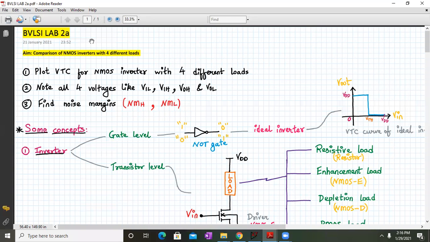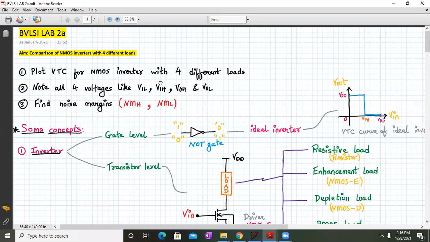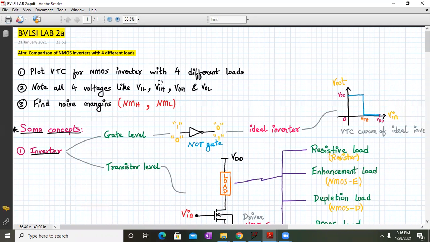Okay, so hello everyone. Welcome to BVLSI lab number 2A. The aim of today's lab is comparison of NMOS inverters with four different loads. We are going to plot the voltage transfer characteristics for NMOS inverter with four different loads. Then we will note down the four voltages like VIL, VIH, VOH and VOL, and then we'll find the noise margins, that is the high noise margin and the low noise margin.